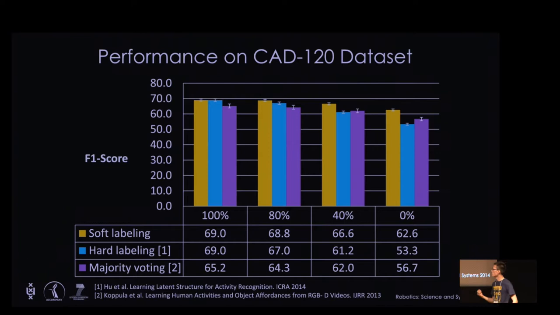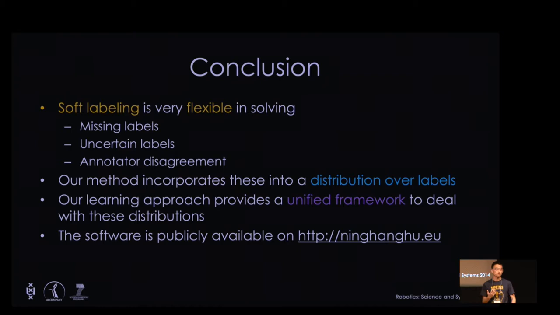And in conclusion, we have shown that soft labels is a very flexible method which can deal with missing labels, also uncertain labels, and also when we have multiple annotators who disagree with each other. Our approach provides a unified framework which can use this kind of missing data, uncertain data, to learn the activity models.